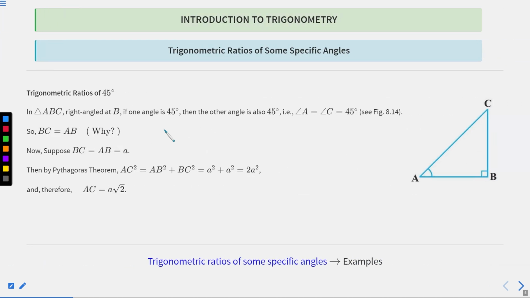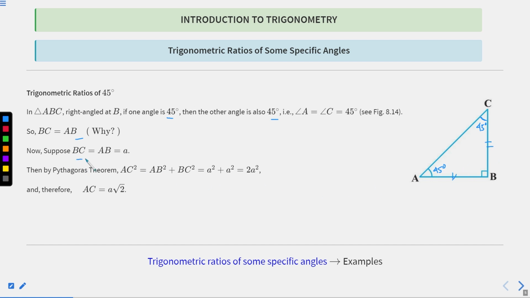So let us find. Here we consider this right angle triangle ABC with the right angle at point B. If one angle is 45 degree, then the other angle is also 45 degree. That is, angle A is equal to 45 degree, and angle C is also equal to 45 degree. So BC is equal to AB, since their corresponding angles are equal, so their corresponding sides are equal.